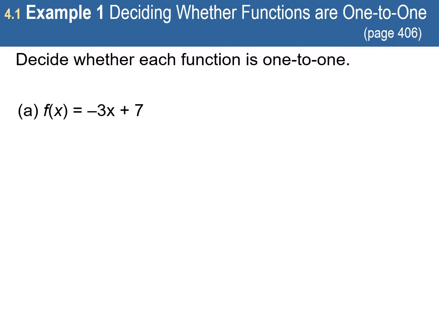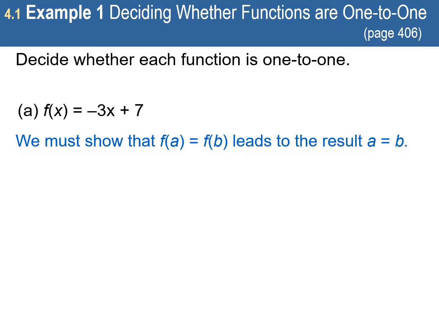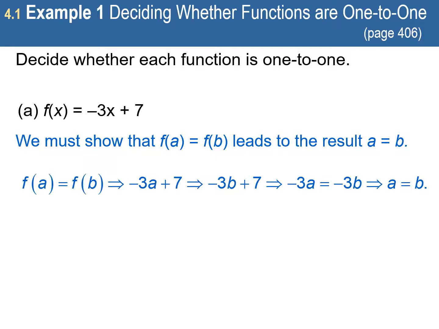So let's determine whether each function is one-to-one. f of x is negative 3x plus 7. We have to show that f of a equals f of b means that a is equal to b. So f of a equals f of b means that negative 3a plus 7 is equal to negative 3b plus 7. So negative 3a equals negative 3b implies a equals b. So f of x equals negative 3x plus 7 is 1 to 1.